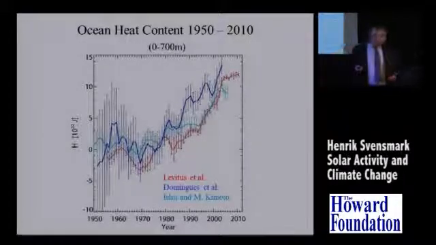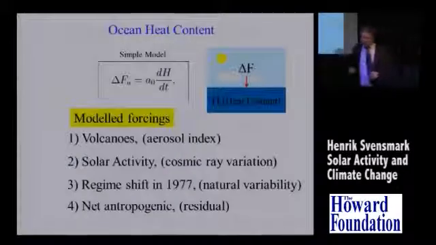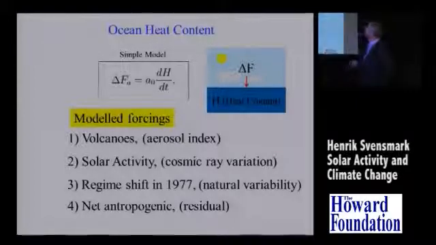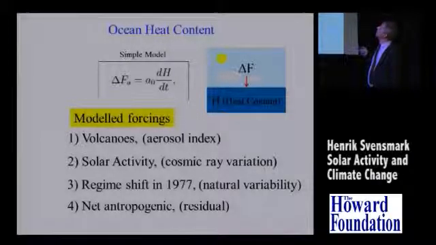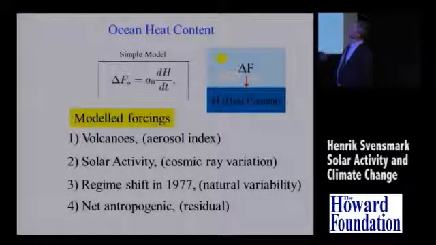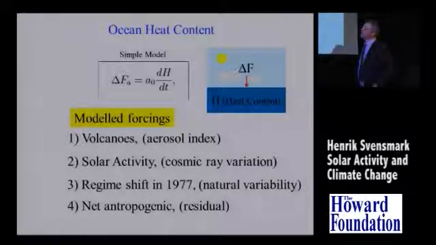Now, I want to do the following, and it's fairly similar to what Mike Lockwood was doing. I want to do a very simple modeling, and the idea is that the change in the radiative forcing is really what determines how much heat goes into the ocean. So if you have a change in the net forcing, for instance, a positive change, then the heat content of the oceans will rise, and vice versa. And you have this very, very simple model between the two. Now, in order to make progress, you have to make some assumptions about what kinds of forcings you're using.